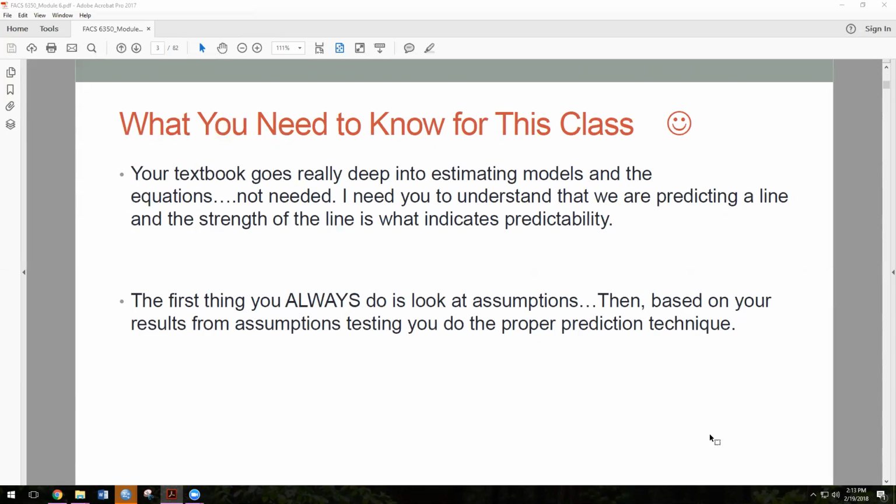So the first thing that you do, as with any statistical test, is you look at assumptions. And something to consider as you're reading through your textbook is that regression has additional assumptions like multicollinearity that correlation and the other testing that we've done prior to this module has not had. So pay particular attention to the assumptions testing required for regression.